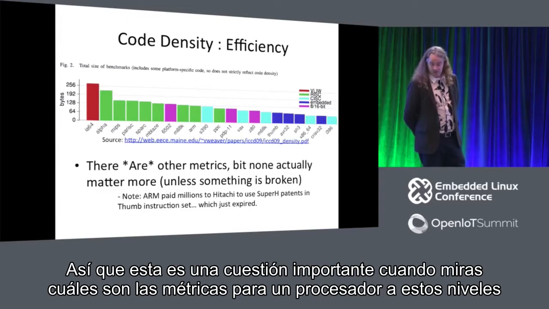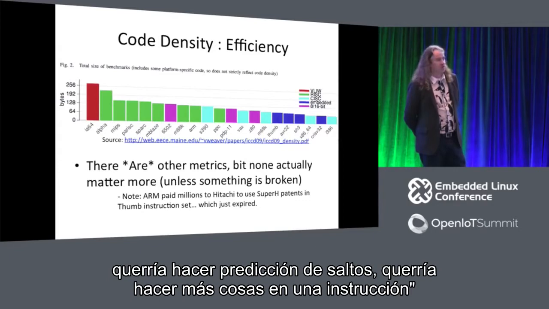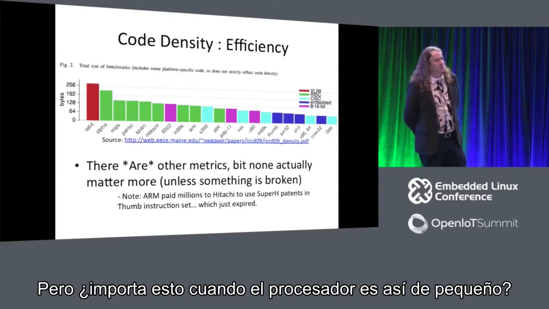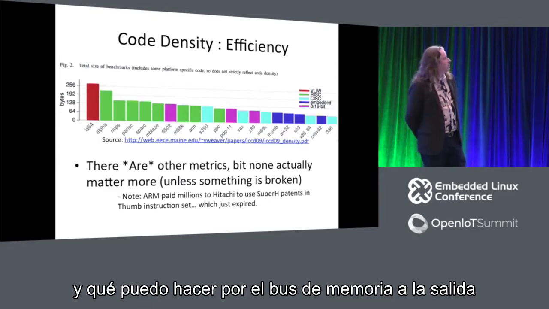So this is an important point when you look at what the metrics are for a processor at this level, right? There are other ones. You can say, okay, I'd like to do multi-issue, I'd like to do branch prediction, I'd like to do more things in an instruction, but it doesn't really matter when the processor is this small. The only thing that matters is can I get the instructions to the processor, and what can I do with a memory bus on the outside.